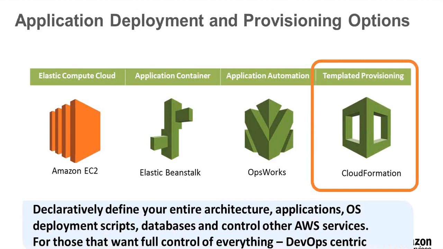Another example of trying to automate the environment and configure it is through CloudFormation. Here, it's a very interesting model because it's a declarative configuration for your entire virtual data center, whether it's your entire architecture, applications, operating system, deployment scripts and boot scripts, databases, as well as you can control and configure other Amazon services such as DNS records, load balancers, create storage through another service called S3, Simple Storage Service, and a raft of other things.